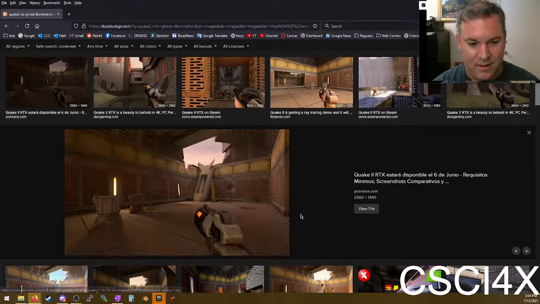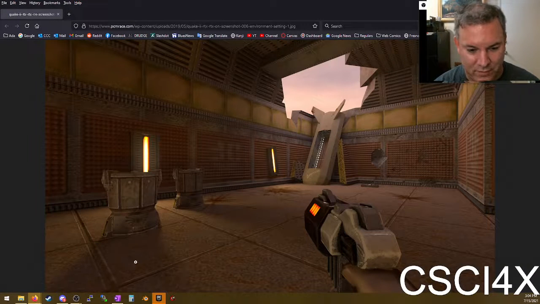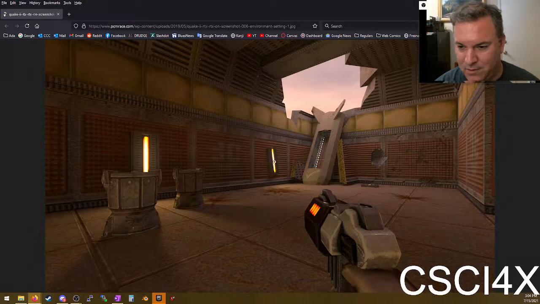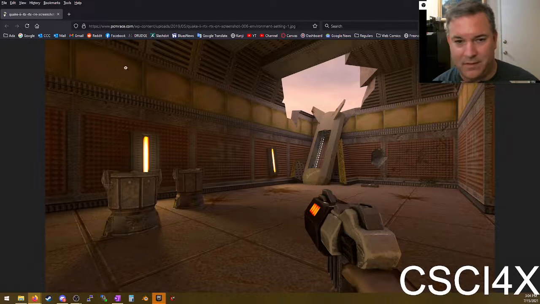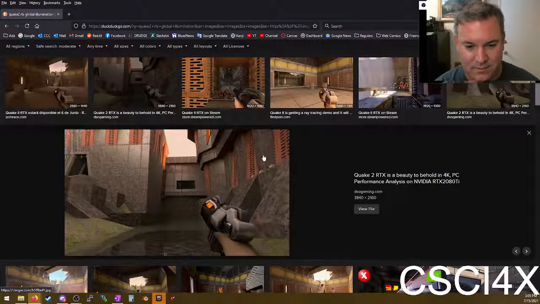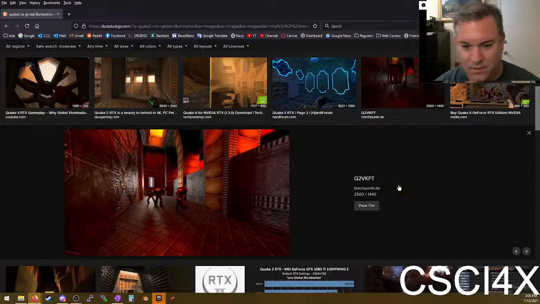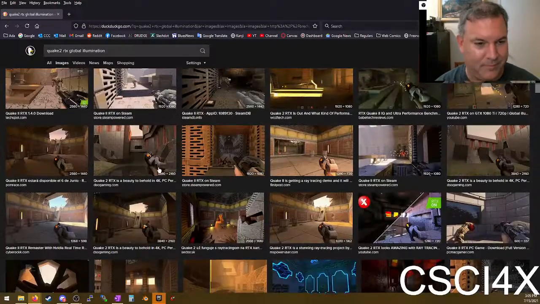Yeah, so you see this? This is a better version of the other one. So you see there's shadows being cast by the emissive light sources here. You got light coming in here, and it's bouncing around, illuminating the whole room. Yeah, and I played it a little bit. It's not bad. They've done a pretty good job with it.